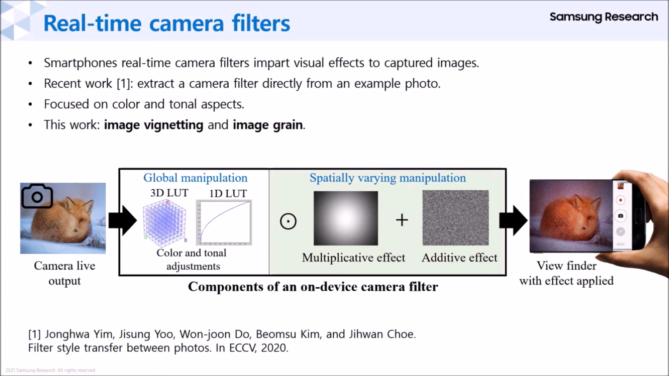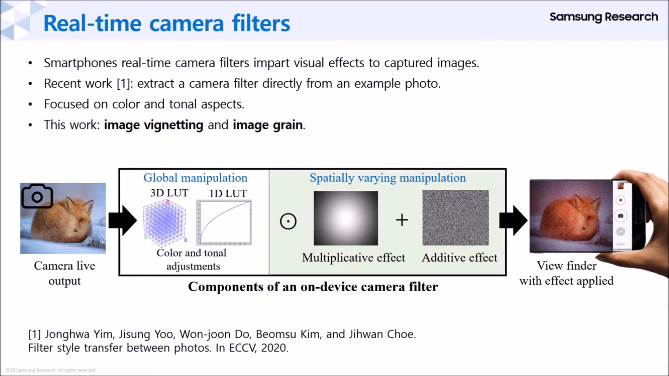Most smartphones support the use of real-time camera filters to impart visual effects on captured images. Currently, such filters come pre-installed on the device or need to be downloaded and installed before use. Recent work proposed to extract a camera filter directly from an example photo that has already had a filter applied. Previous work focused only on the color and tonal aspects of the underlying filter.